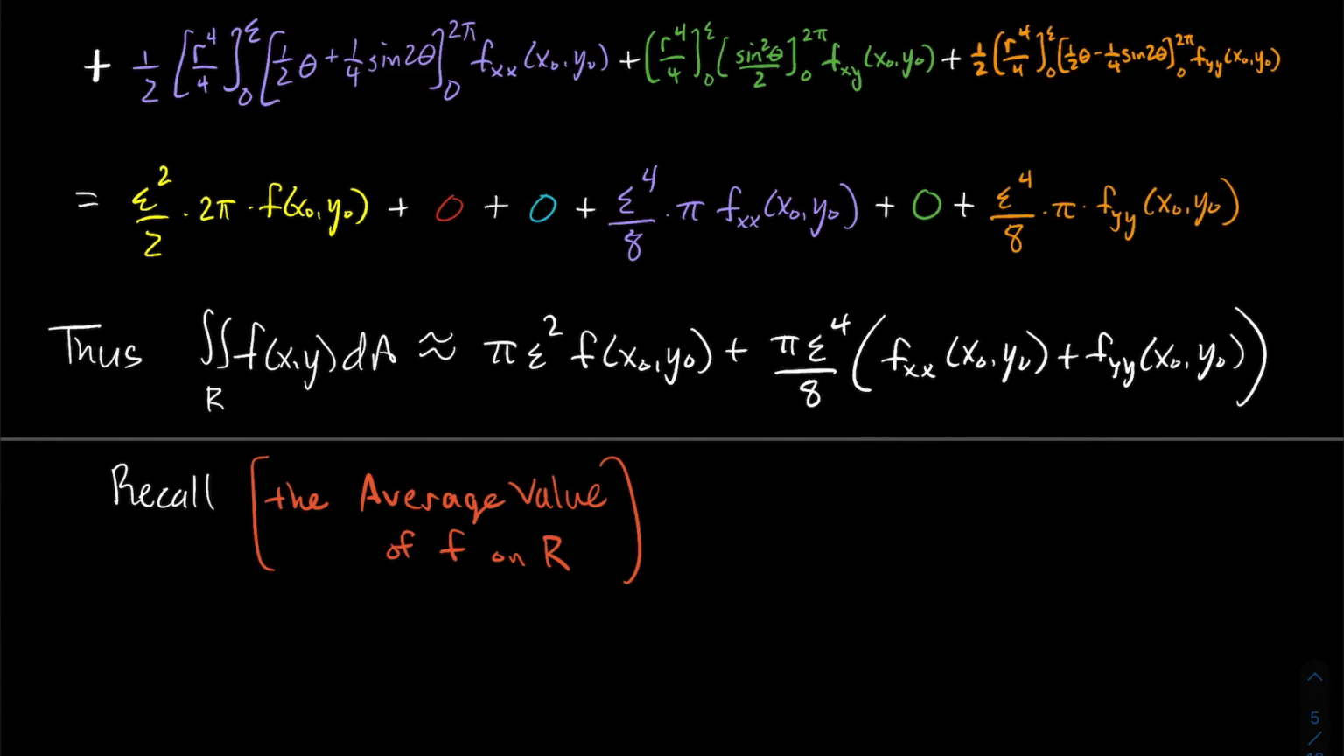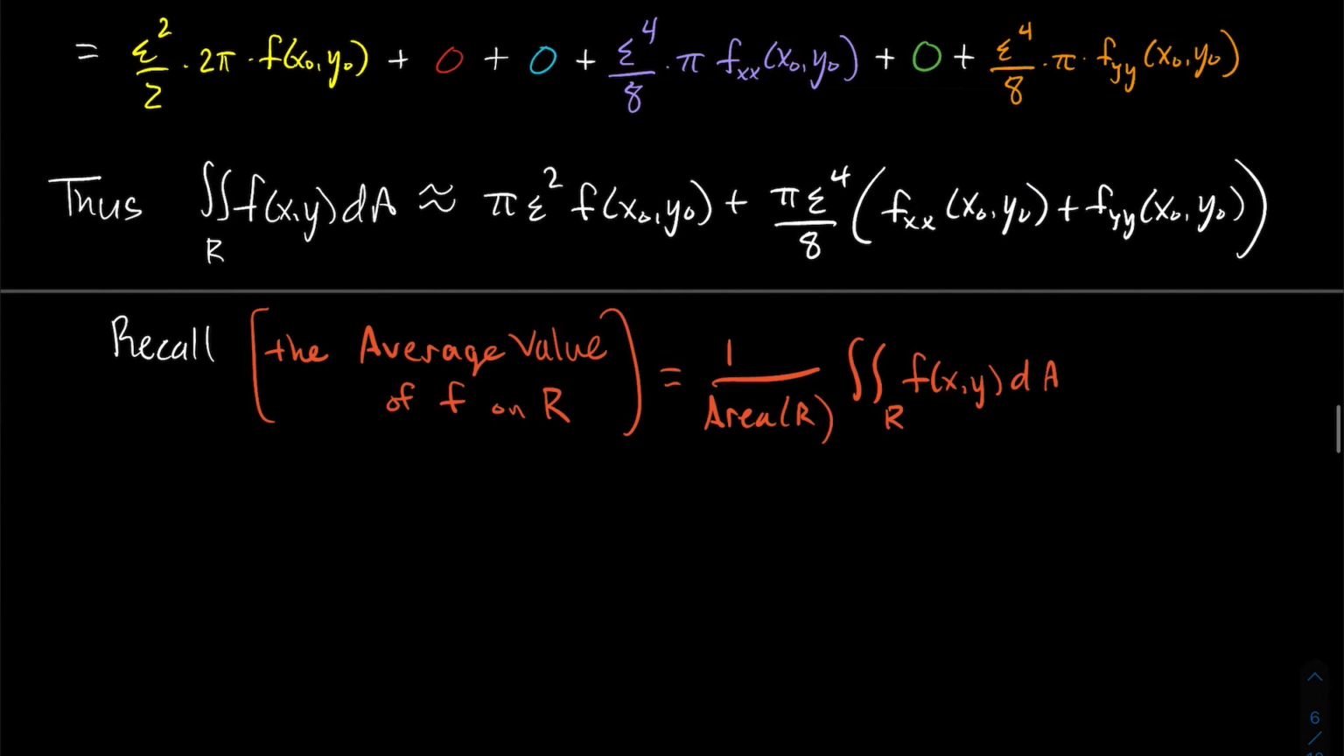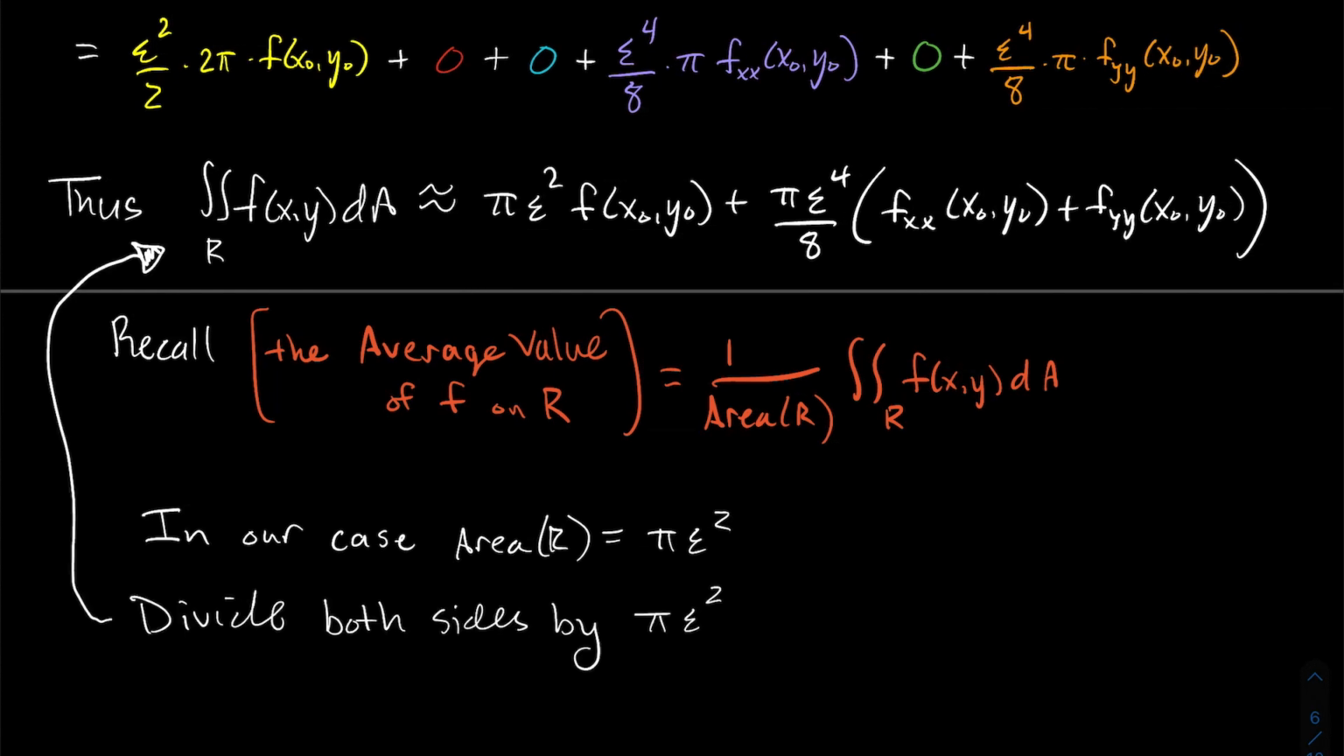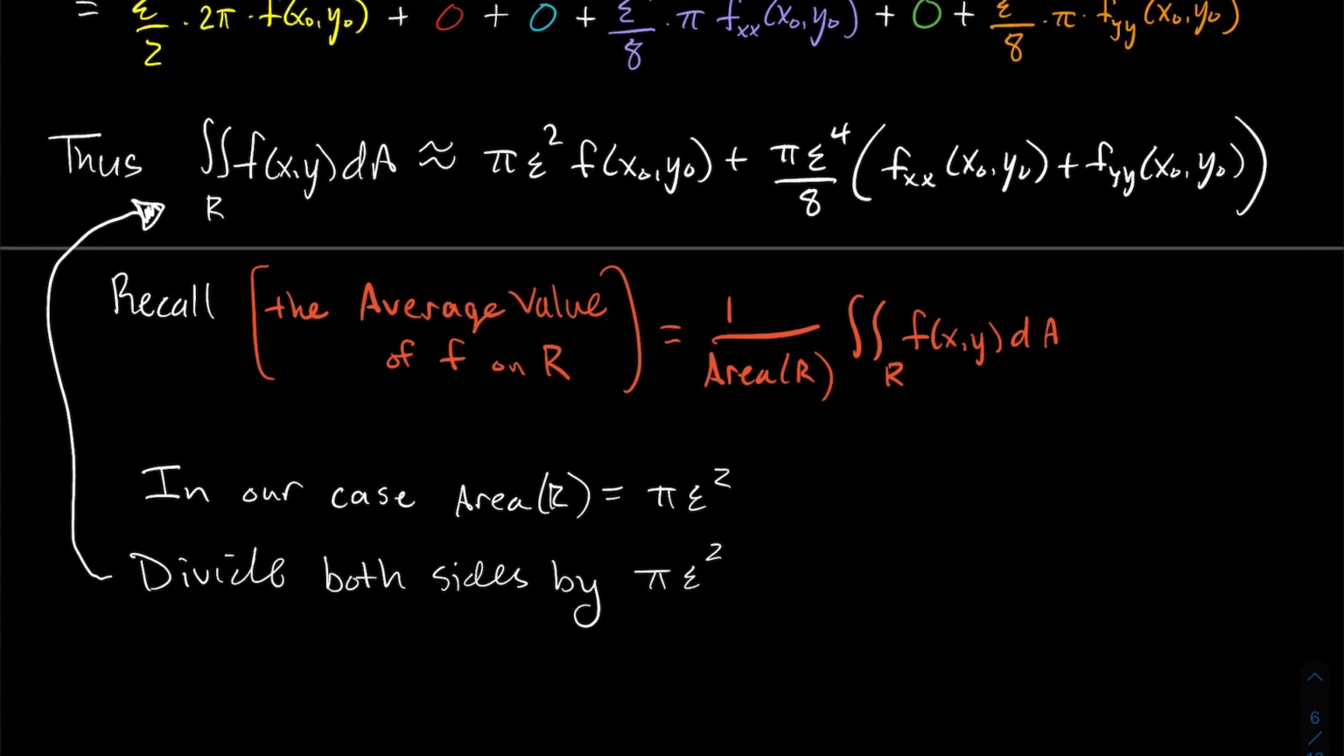And now let's pull something back in from Calc 3. You might have learned about the average value of a function over some domain, like a disk R, and that's going to be 1 divided by the area of the domain you're integrating over, times the double integral of your function over that region. Now in our case, the area of our disk R is just pi times the radius squared, so pi times epsilon squared. Let's go ahead and divide both sides of this integral formula that we derived above by pi epsilon squared.